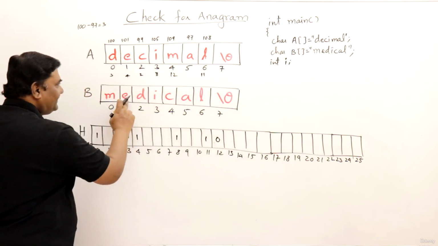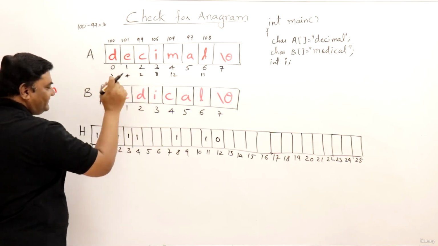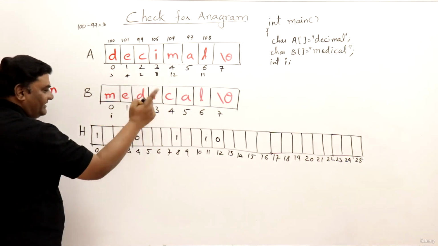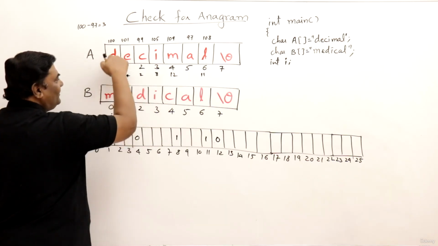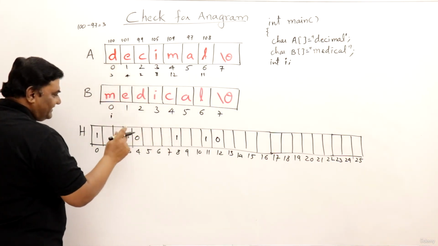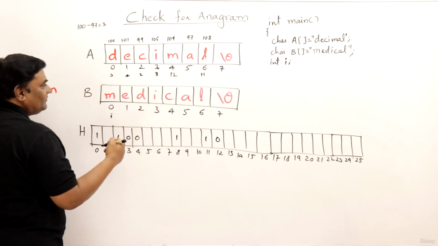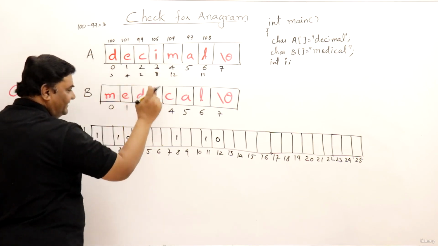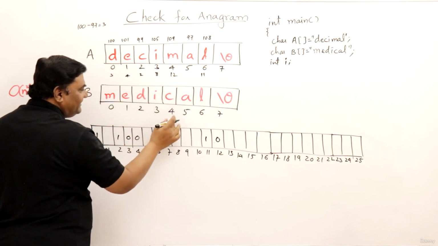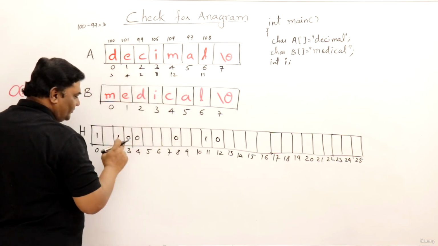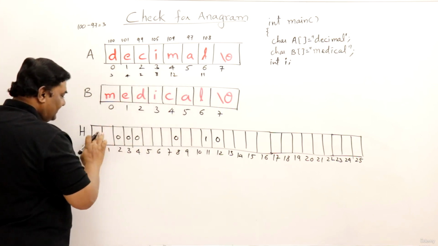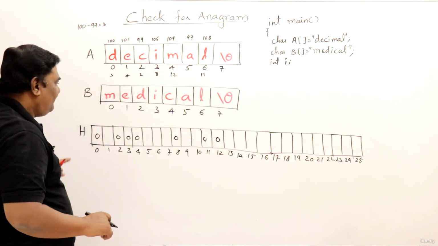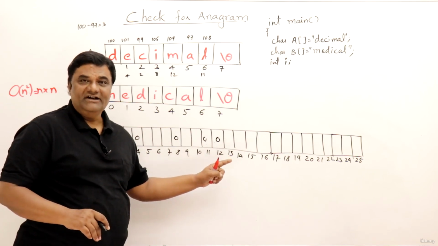Alright, the next alphabet, E. Its ASCII code is 101 and index will be 4. Go there and decrement. So 1 minus 1, 0. Yes, it is not becoming -1. D. Its index will be 3. We have already calculated here. So go to index 3 and decrement this. It is 0, not -1, right? Then I. I's ASCII code is 105, minus 97 is 8. Go to index 8 and decrement it. Then C. C's ASCII code is 99 and its index is 2. Go to index 2 and decrement it. Then A, decrement it. L, decrement it. Finish. Now, we never got a -1 value.